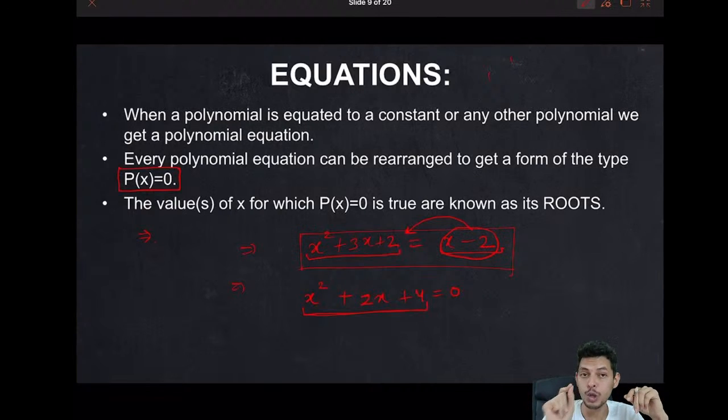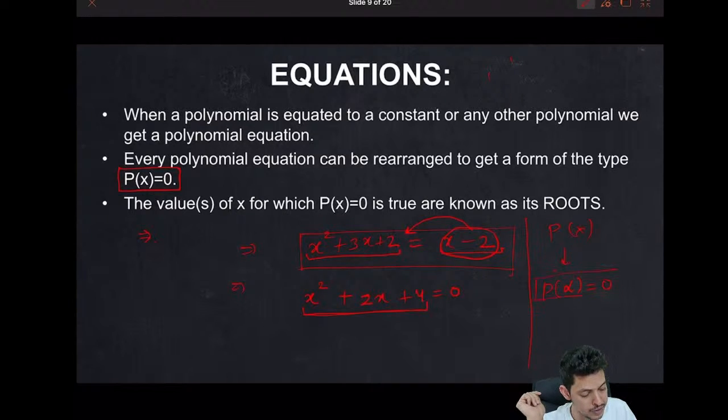So roots of any polynomial are nothing but, given a polynomial p of x, we are looking for those values of x for which, let's say that value of x is alpha, p of alpha is 0. We will say x is equal to alpha is a root of the equation. I hope this point is clear.